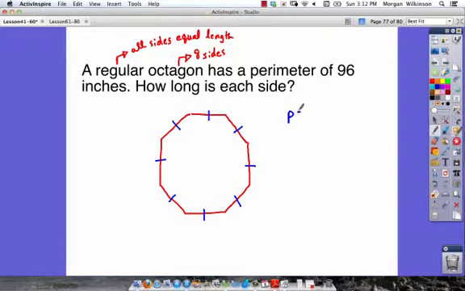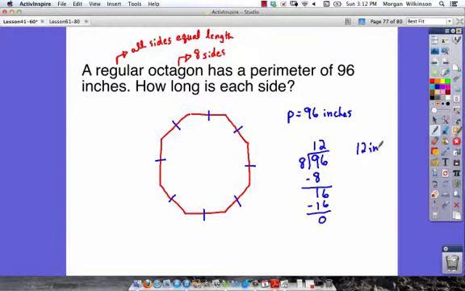So the perimeter, P, is equal to 96 inches. And we know perimeter is the distance around the outside of our octagon. If we want to figure out how long each side is, and we know each side is the same length because of these tick marks, because it's regular, we're going to have to break 96 into 8 equal parts. We're going to say 96 divided by 8. Well, 8 goes into 9 one time. We get 8 with 1 left over, and we bring down our 6. And of course, 8 goes into 16 two times. We have 12. So our answer, how long is each side? Each side must be 12 inches. And we've got our final answer.